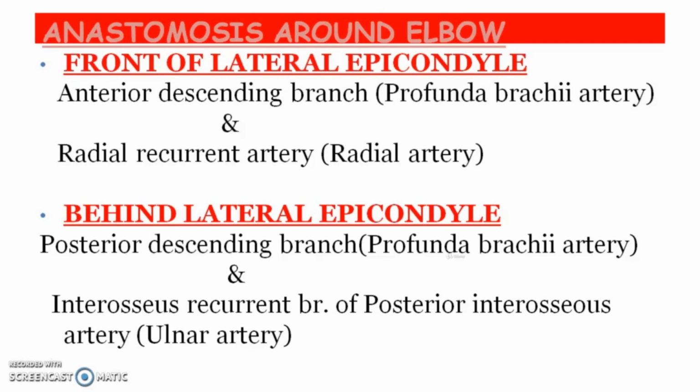The ulnar artery gives an artery called the common interosseous artery. That common interosseous artery divides into two branches, the anterior and posterior interosseous arteries. The posterior interosseous artery gives a branch called the interosseous recurrent branch. That interosseous recurrent branch anastomoses with the posterior descending branch of profunda brachii artery. So that's all about the anastomosis happening around the elbow, in front and behind the medial and lateral epicondyle.